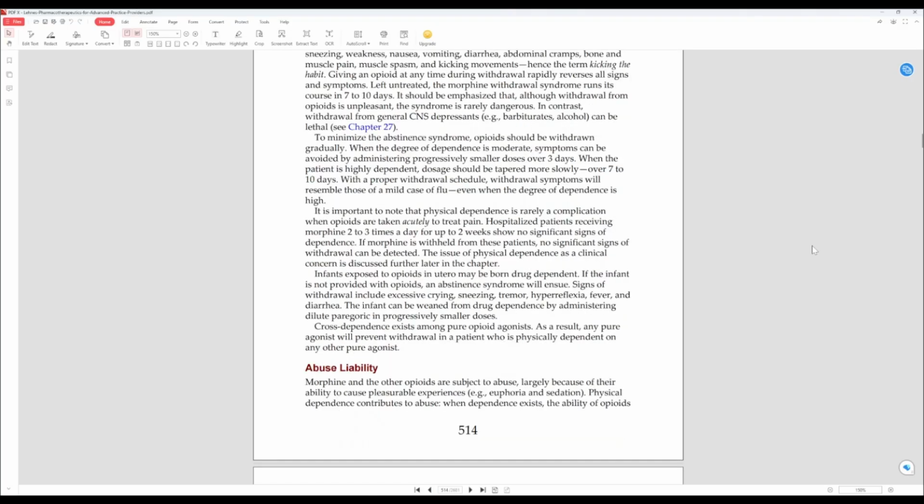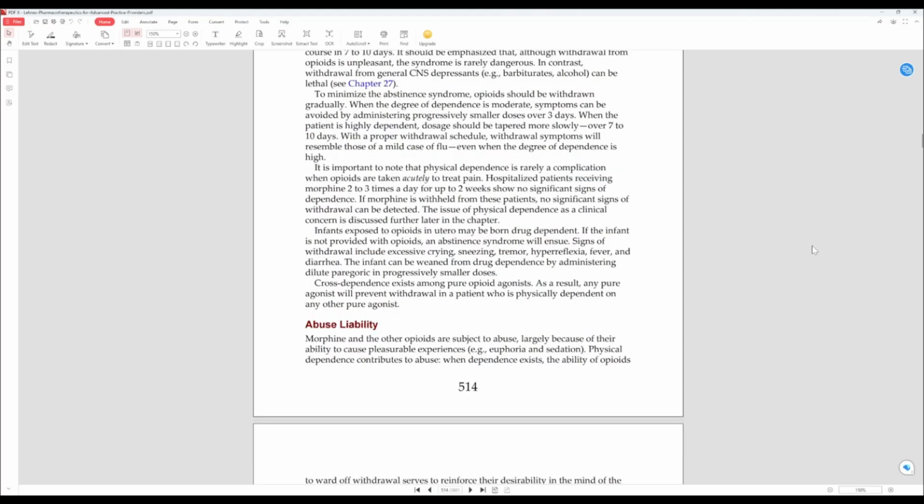To minimize the abstinence syndrome, opioids should be withdrawn gradually. When the degree of dependence is moderate, symptoms can be avoided by administering progressively smaller doses over 3 days. When the patient is highly dependent, dosage should be tapered more slowly over 7 to 10 days. With a proper withdrawal schedule, withdrawal symptoms will resemble those of a mild case of the flu, even when the degree of dependence is high.